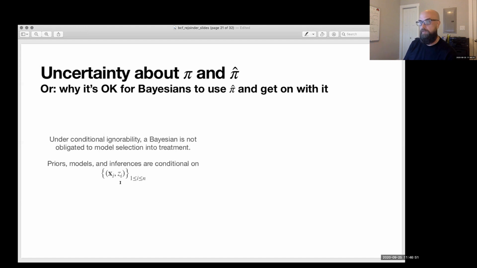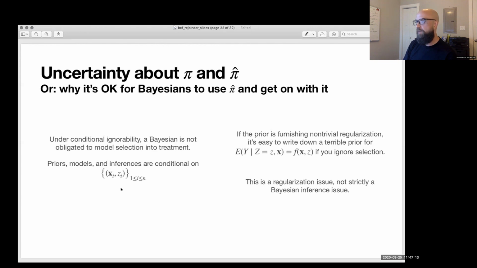We can get all the way to treatment effect estimates in principle just based on outcome models. What that means for a Bayesian is that our priors, our models, and our inferences can all be conditional on realized covariates and realized treatment assignments. Okay? We're conditioning on all that stuff. Whether or not we actually include it on the right-hand side when we write down our priors, we're effectively conditioning on all that stuff.